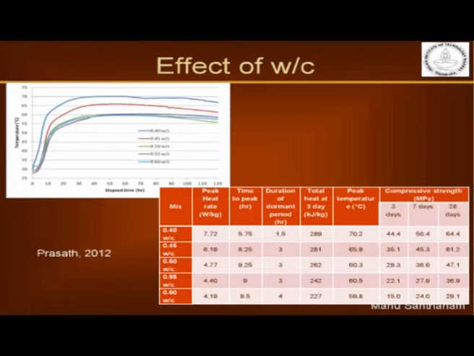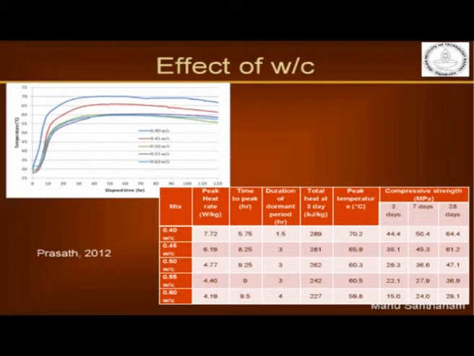I want to move on to the next point to show you how the water to cement ratio actually affects the rate of heat evolved in the system. Now in this case, I'm just showing you a very basic diagram here on the top left, which is basically the rise in temperature inside the adiabatic calorimeter that we had developed with respect to the time that has elapsed, and this has been plotted for 5 different water to cement ratios.